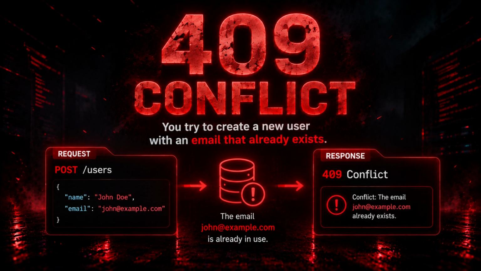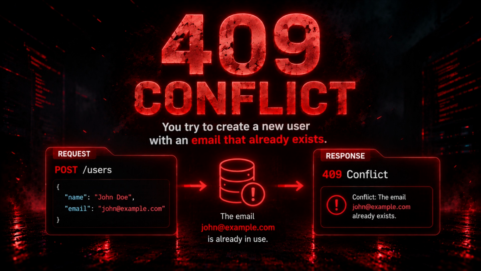For example, suppose your application requires every email address to be unique. You try to create a new user with an email that already exists. If john@example.com already belongs to another user, the server may respond with 409 conflict, because creating another user with the same email would violate the application's rules.